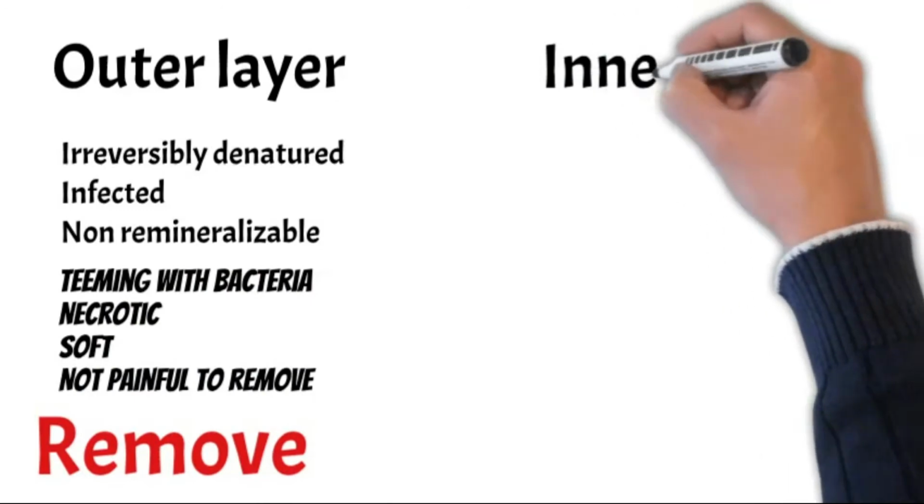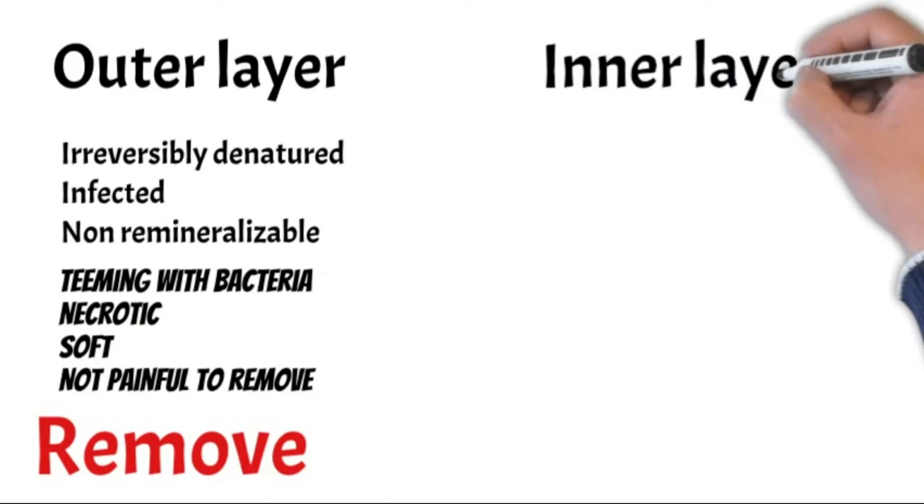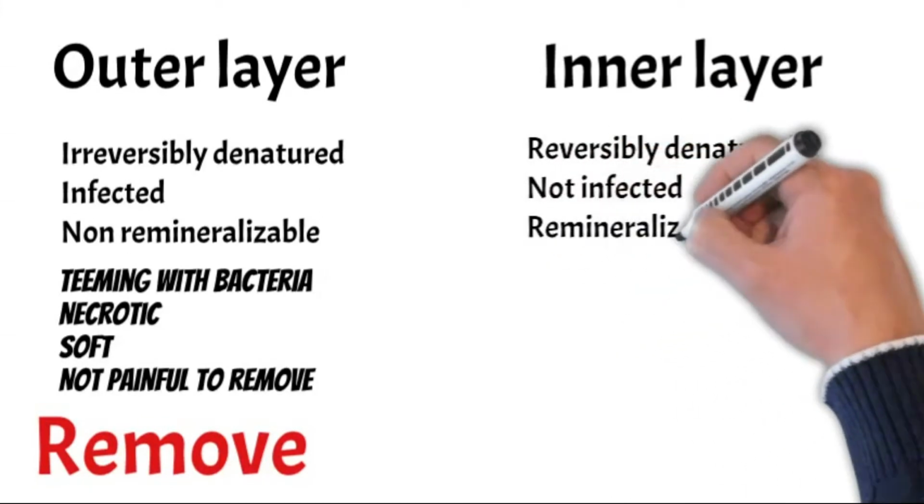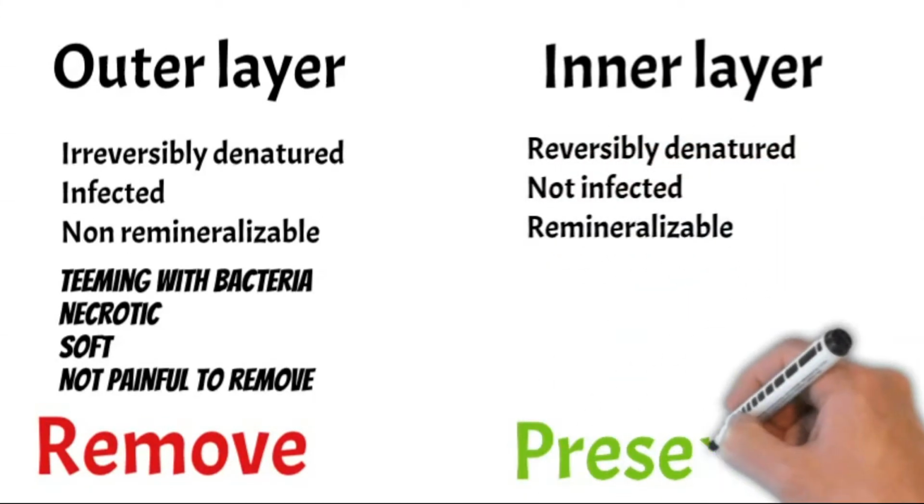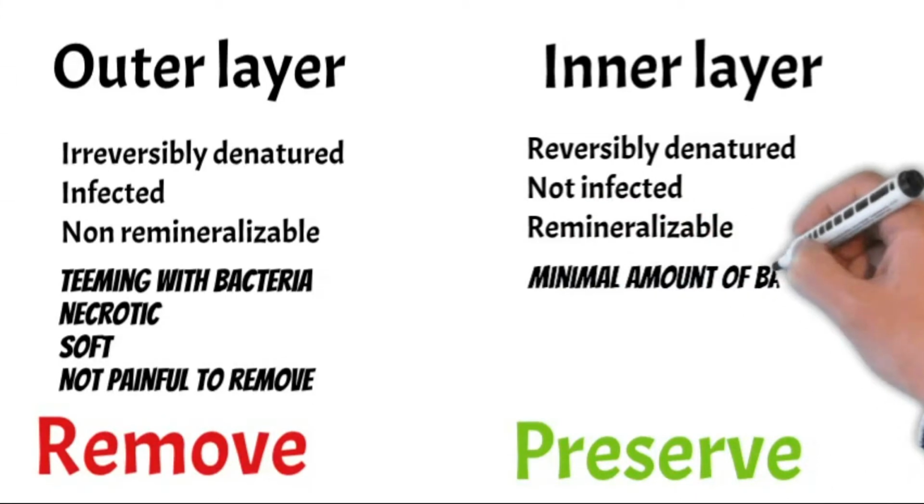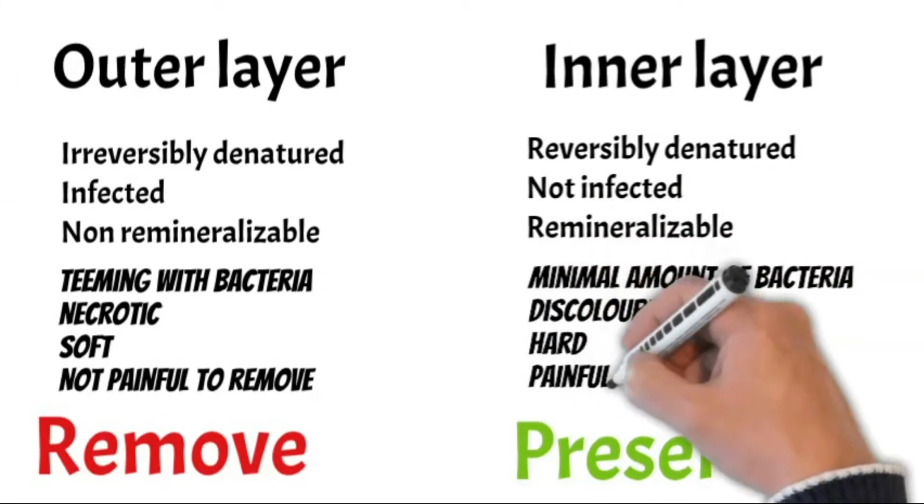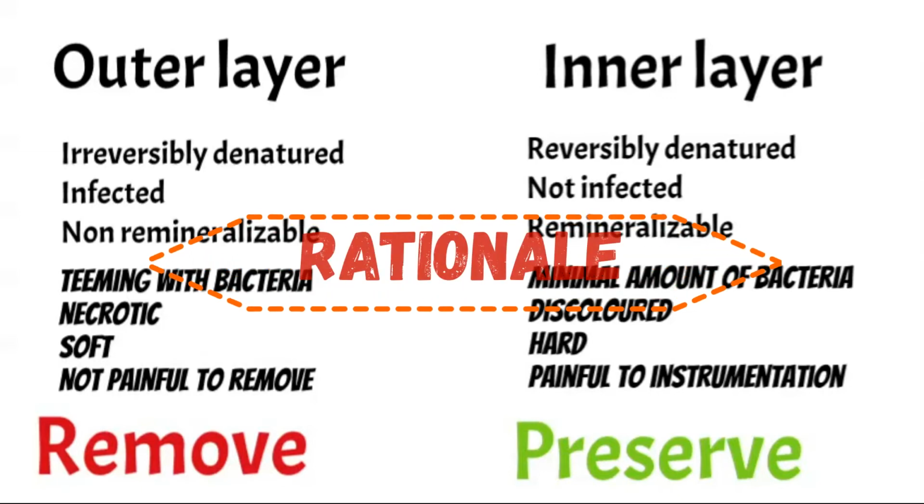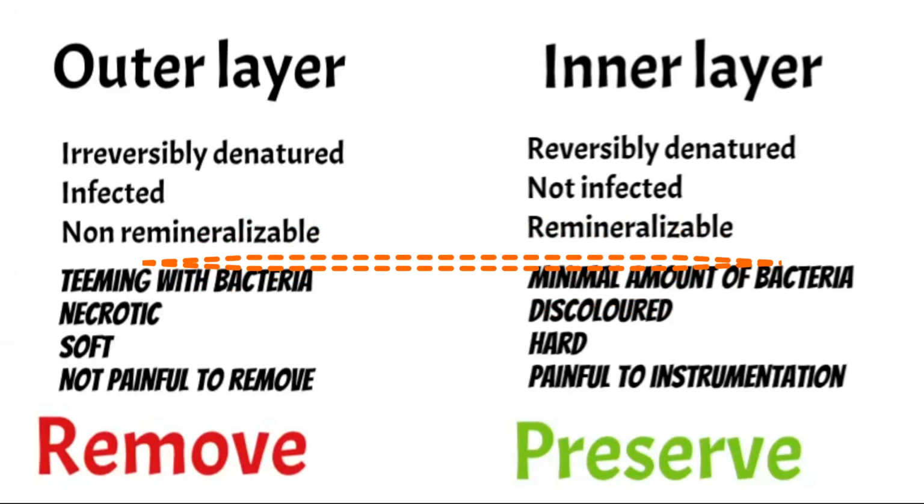The inner layer, however, is just reversibly denatured, not infected, remineralizable, and therefore can be preserved. This layer consists of minimal amount of bacteria, is hard and discolored, and is also painful to instrumentation. And this is actually the rationale behind indirect pulp capping. So let's now understand the treatment procedure.